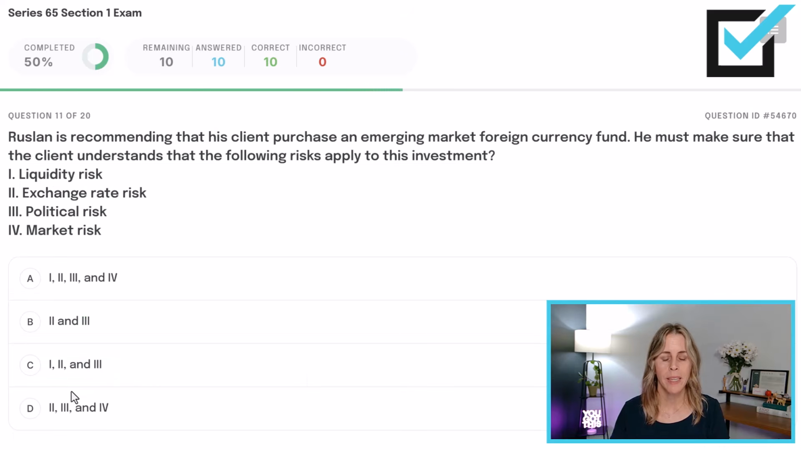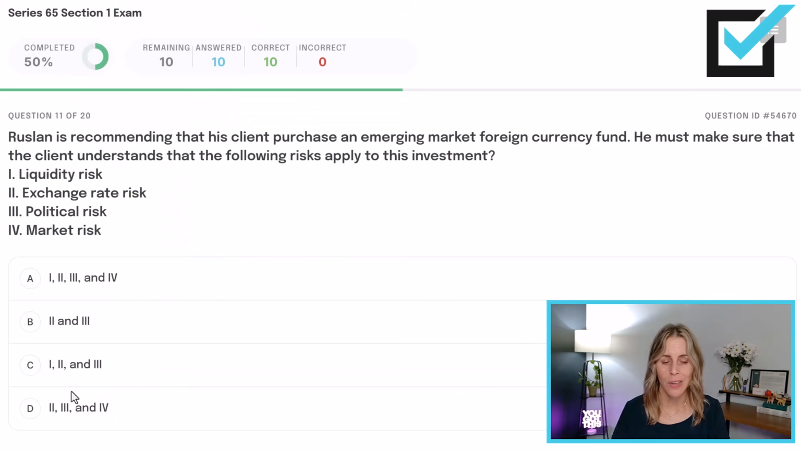Ruslan is recommending that his client purchase an emerging market foreign currency fund. He must make sure that the client understands that the following risks apply to this investment: liquidity risk, exchange rate risk, political risk, market risk. Well, this is a very risky investment, Ruslan. Your client must have a high risk tolerance. They must be an aggressive investor. You know for sure that this is going to have exchange rate risk. That is 2. Does that help us at all?